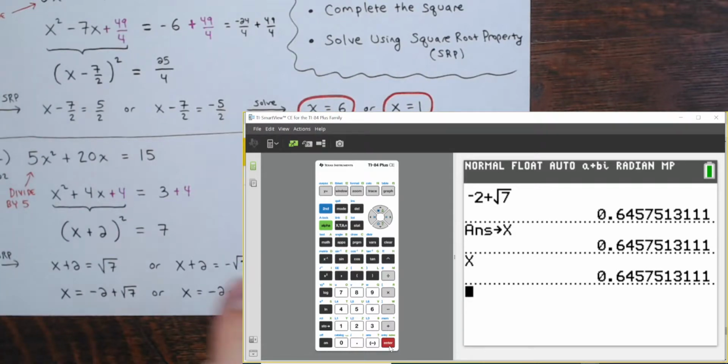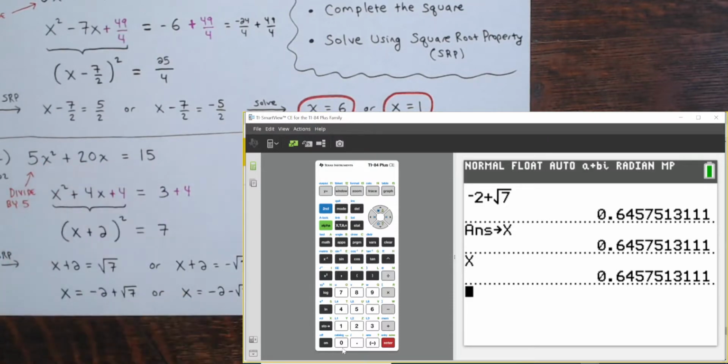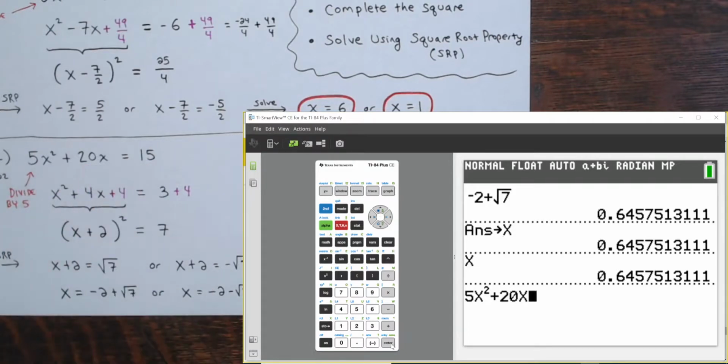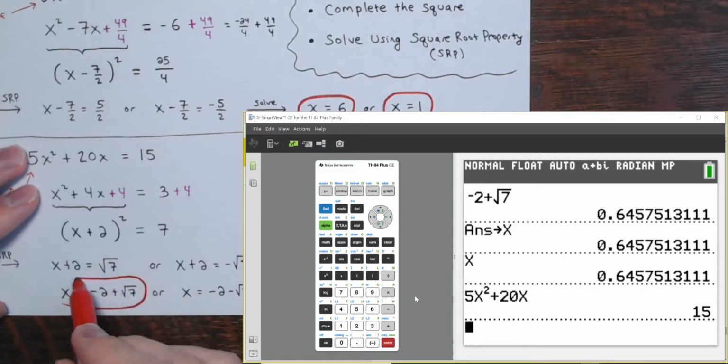And then I'll just enter this expression on the left and see if I get 15, right? So we take 5 times x squared plus 20 times x, where again x is this number, negative 2 plus the square root of 7. And hopefully I get 15 when I hit enter. And look at that, it is 15. So this works. So x equals negative 2 plus the square root of 7 works.